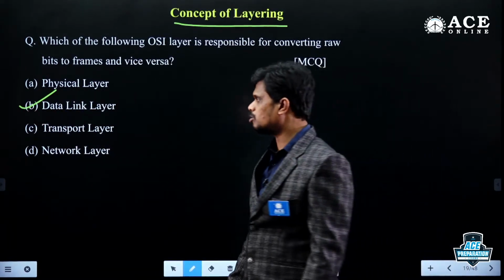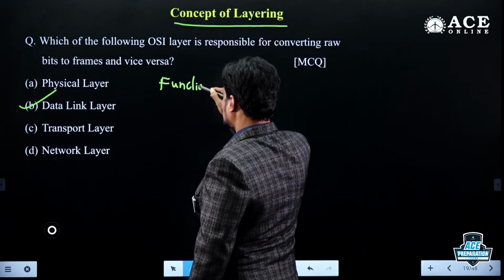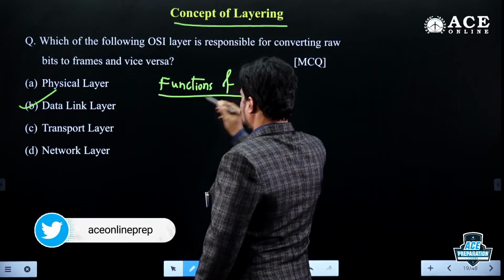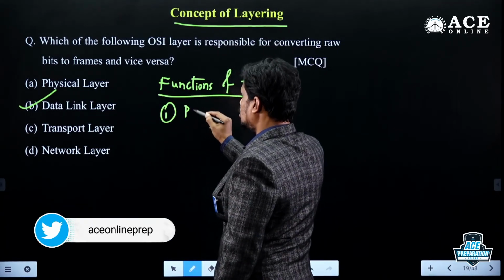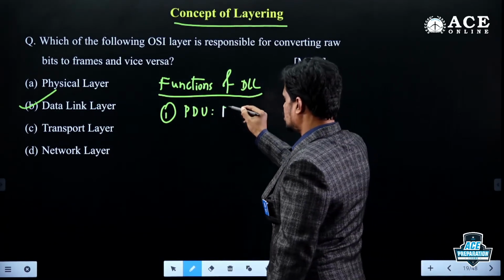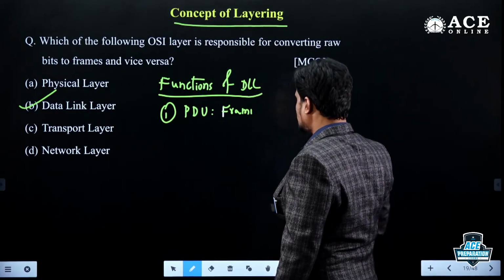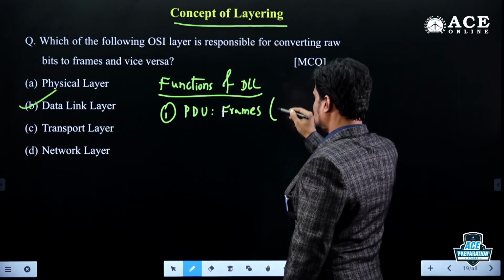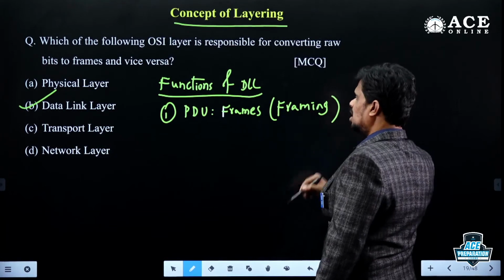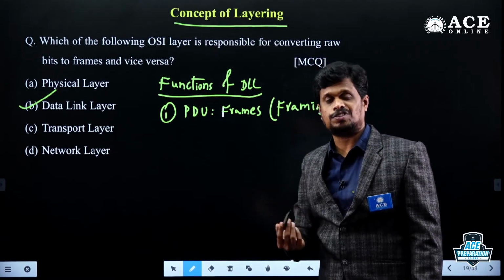Try to recall the responsibilities, or the functions, of the data link layer. The first functionality is PDU. What is the PDU of the data link layer? The PDU of the data link layer is frames. So it is responsible for framing. What is the meaning of framing? The process of converting a numeric character stream into frames is said to be framing.